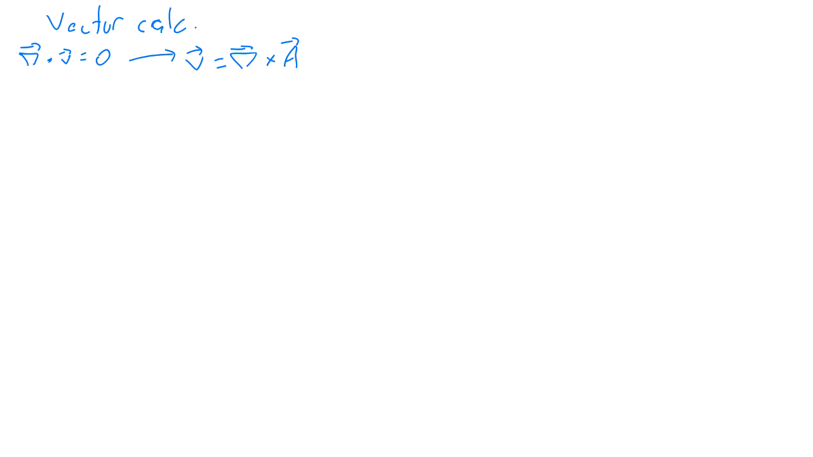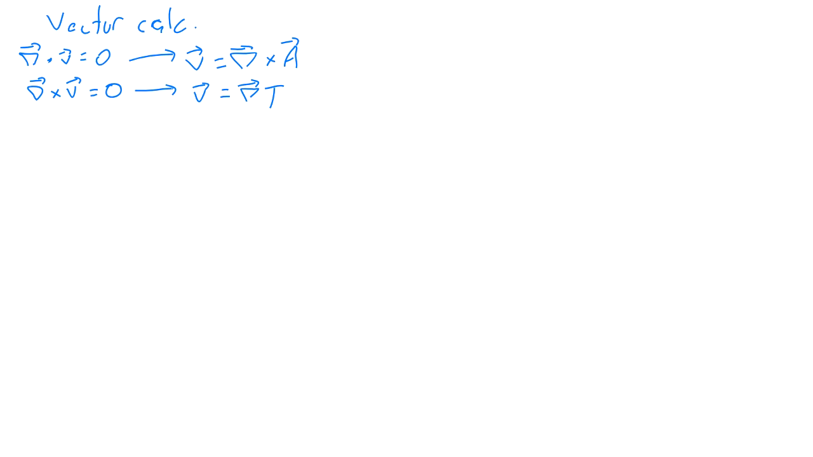The other thing is if our vector field is irrotational, its curl is 0. Well, the curl of a gradient is 0. So any vector that is irrotational, we can write that vector as the gradient of a scalar field. And that's what we did in electrostatics.